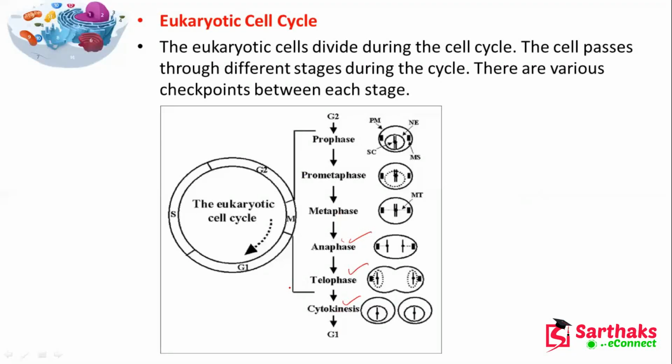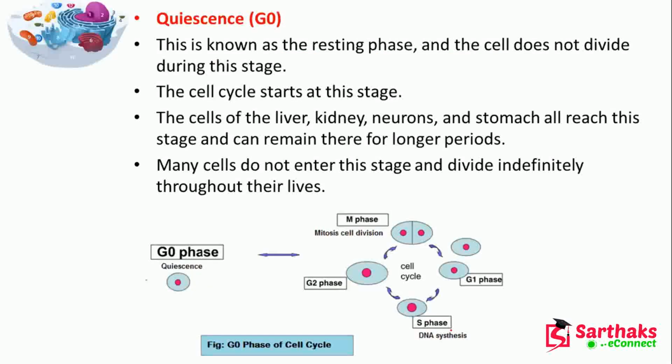So the first thing is that eukaryotic cells divide during this cell cycle. Here you can see one cell, and two daughter cells will be produced. Okay. Now the first thing is the G0 phase, which is known as the resting phase.